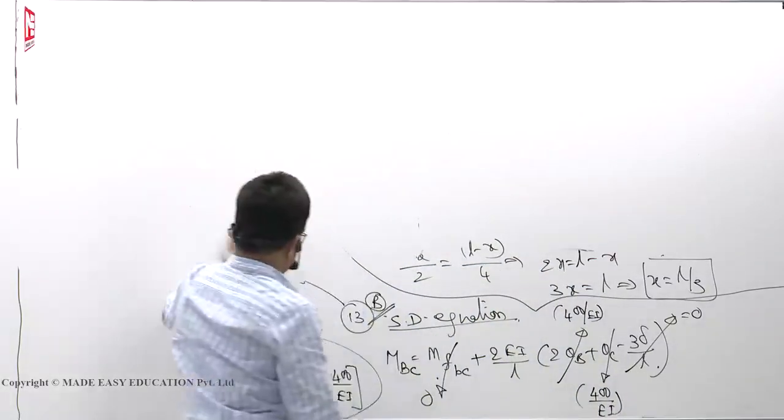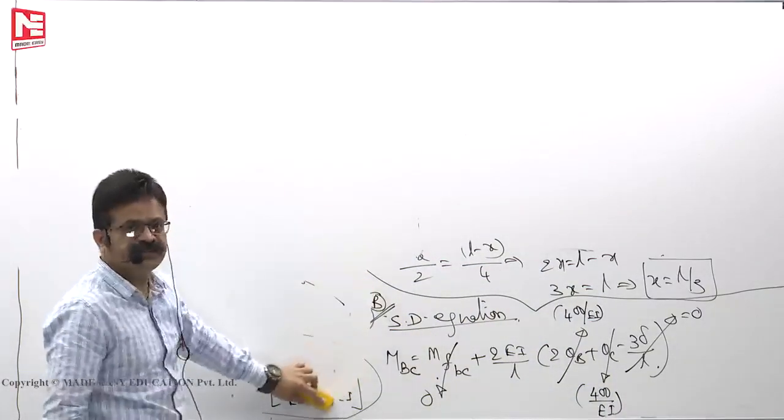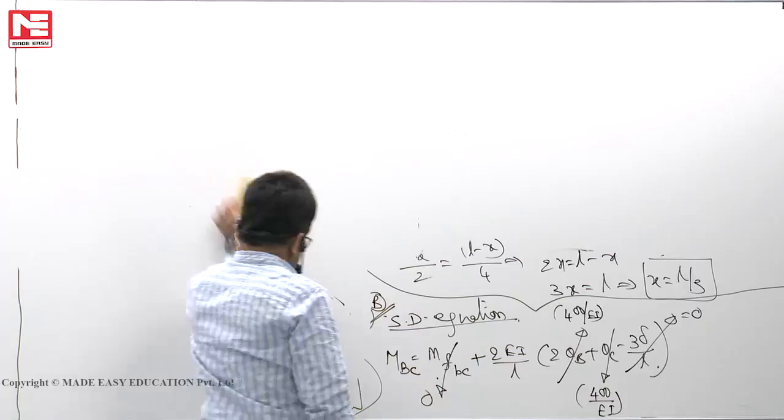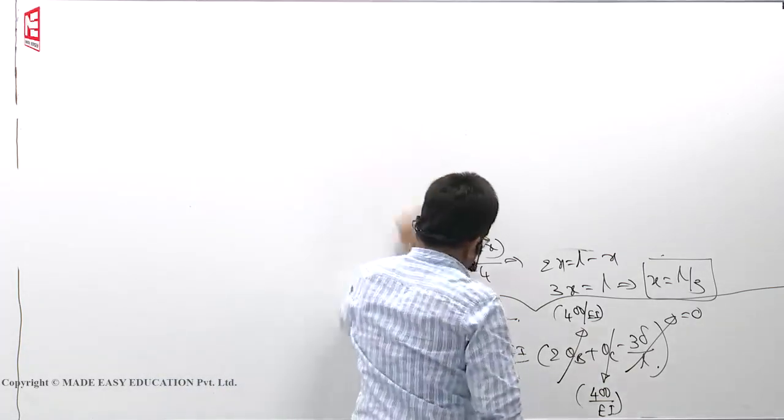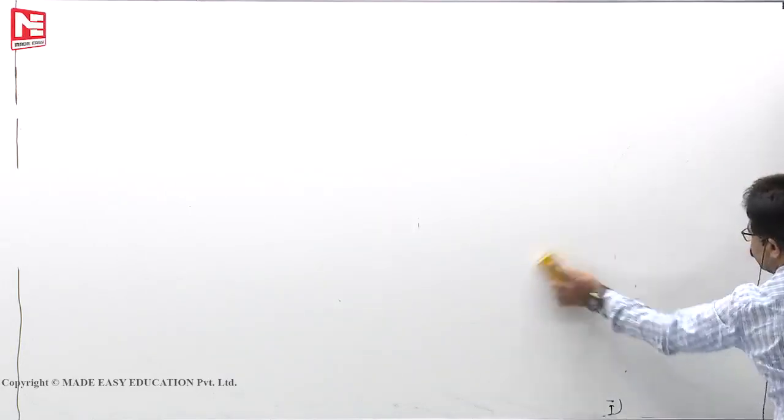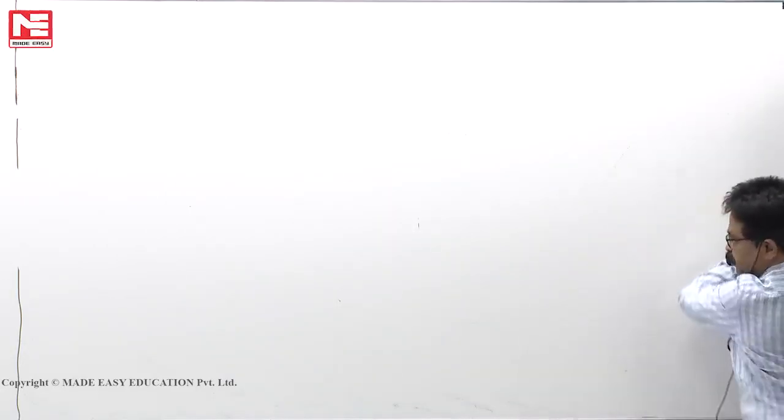That means for any fixed beam, if a support rotates by theta, then 4EI by L into theta might have been applied, and half of that will be carried over to the other end. From that you will know where the point of inflection or point of contraflexure is.